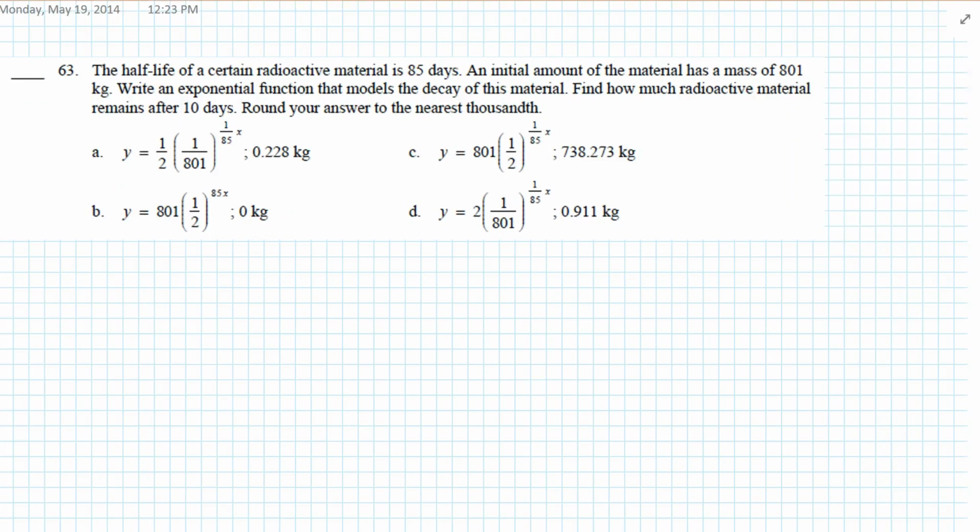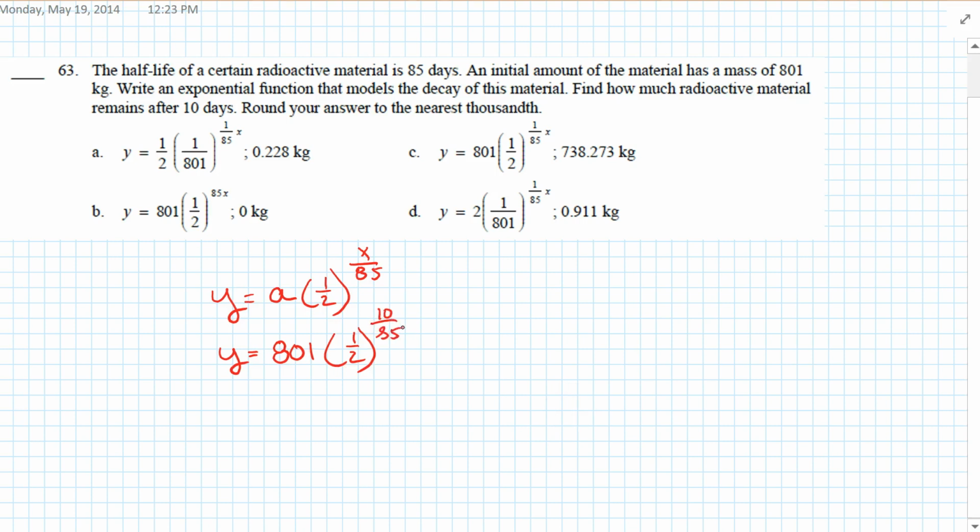63. The half-life of a certain radioactive material is 85 days. The initial amount of the material has a mass of 801 kilograms. Write an exponential function that models the decay of this material. Find how much radioactive material remains after 10 days. So the half-life of anything is y equals a times 1/2 to the x over 85. So y is going to equal 801 times 1/2 to the 10 over 85. Answer C. Plug that in your calculator and you find out.